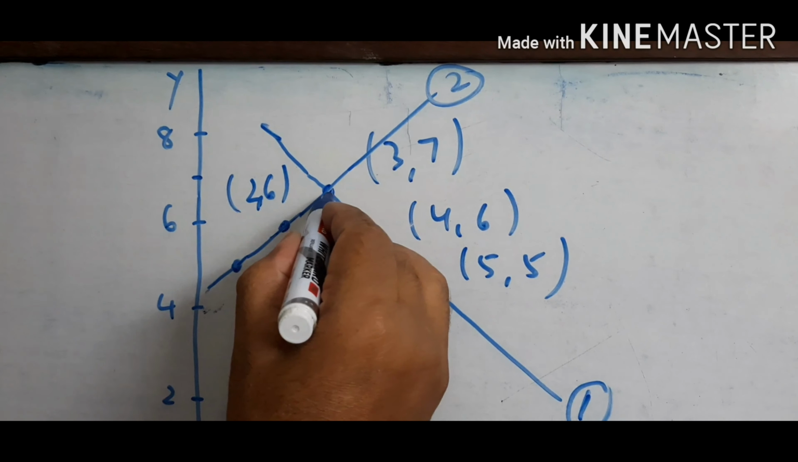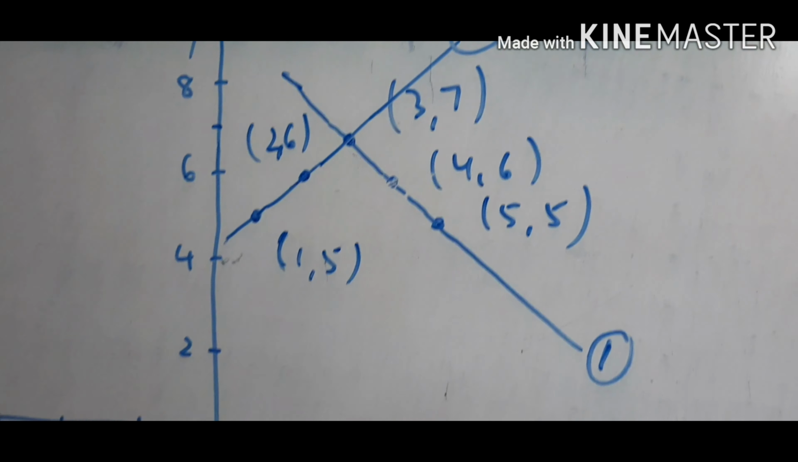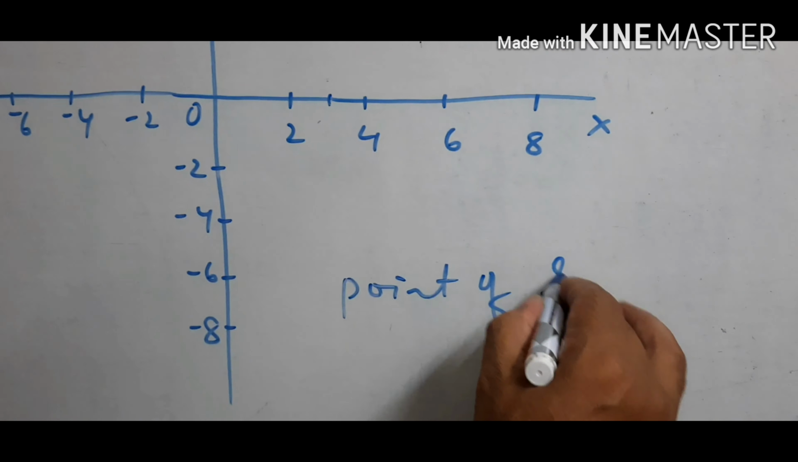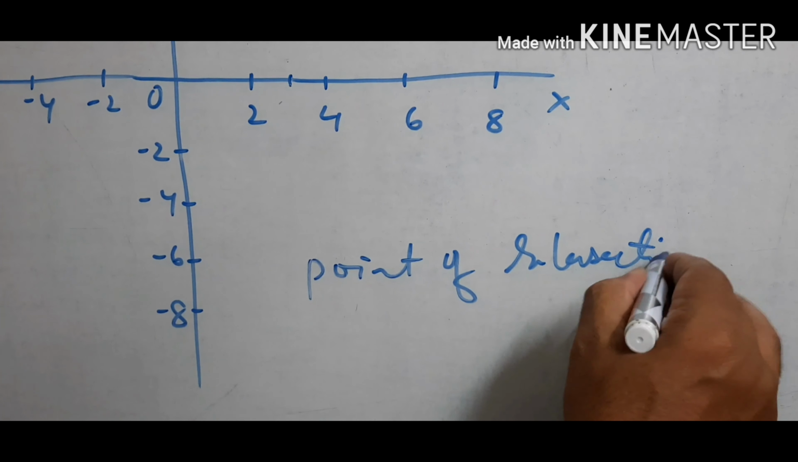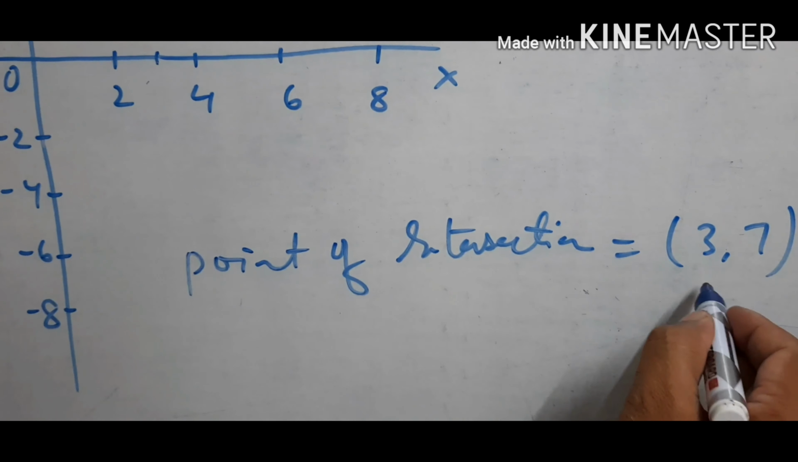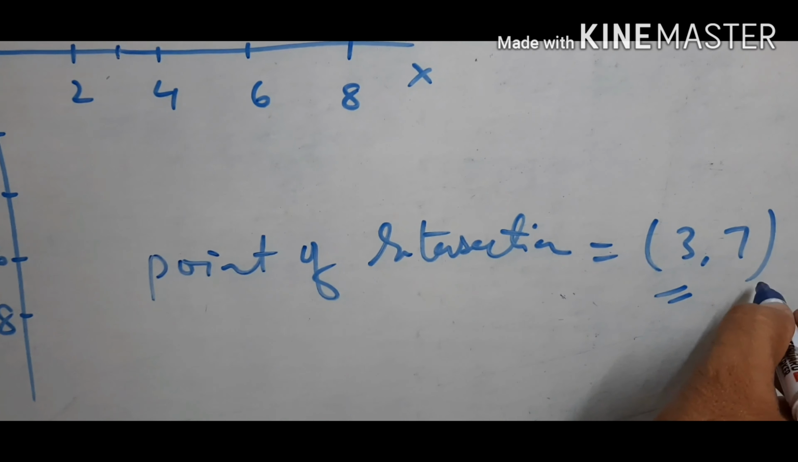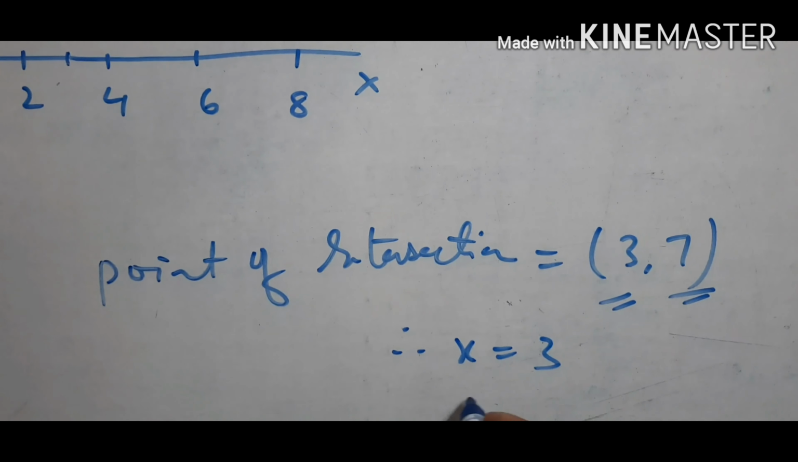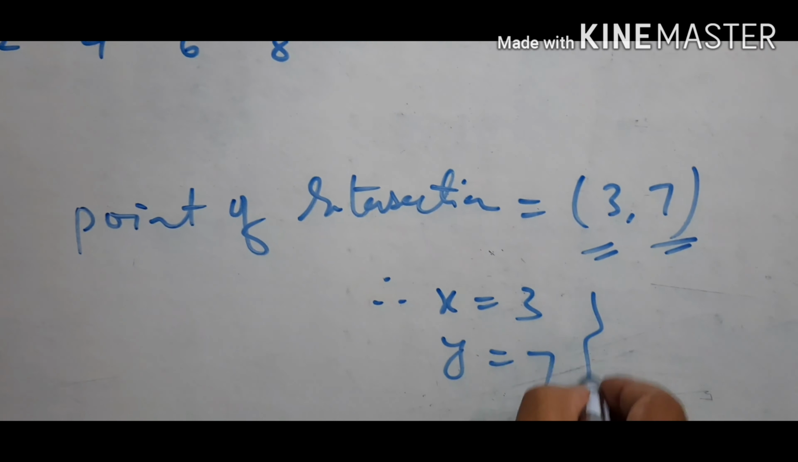Now look at the point of intersection. The point of intersection of both lines is 3, 7. So the first value stands for x, the second stands for y. So we can take x equal to 3, y equal to 7.